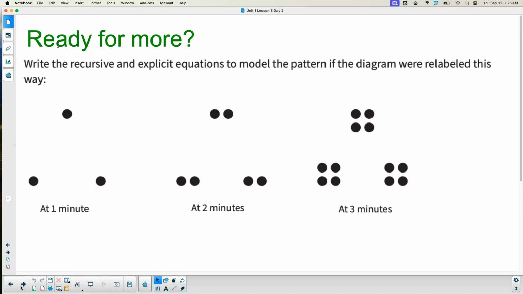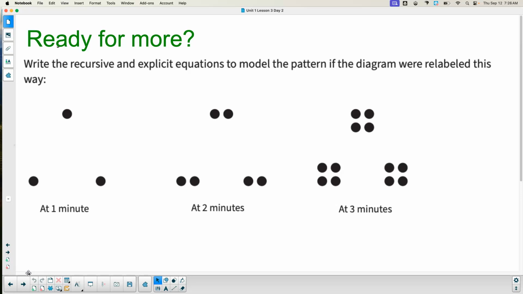Then in your textbooks, there should be a Ready for More. I'll give you a couple of seconds to make sure that your textbooks are out and that you can get to this Ready for More page. This is on page 23. And what we're going to want to do is write the recursive and explicit equations to model the pattern if the diagram were relabeled in this way.